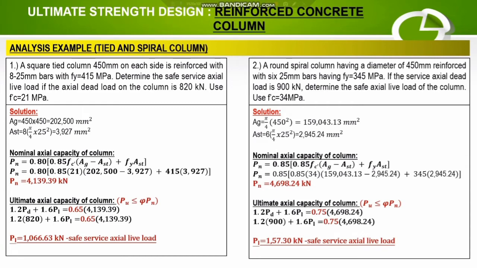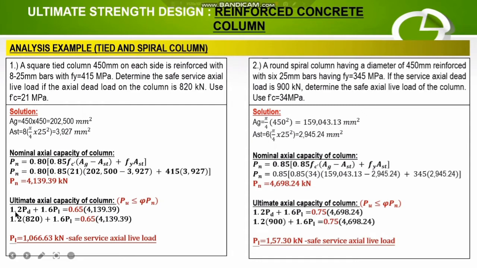So in basic design, the ultimate axial capacity of the column must be greater than or equal to Pu, or Pu must be less than or equal to phi Pn. For our Pu, or the ultimate load, we will consider the factored axial loads. For the dead load, the factor is 1.2, and for the live load it is 1.6.